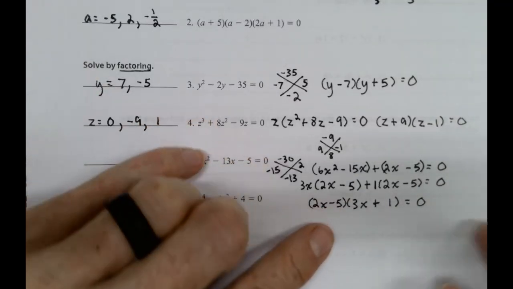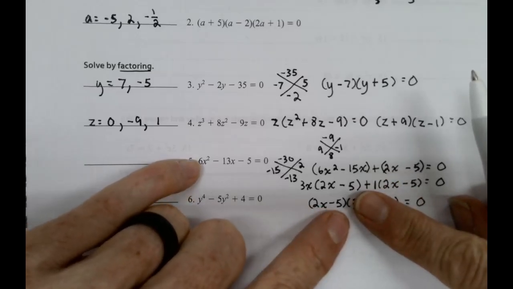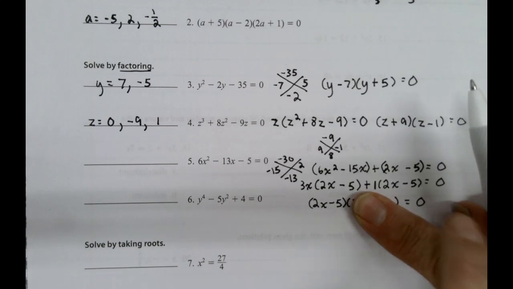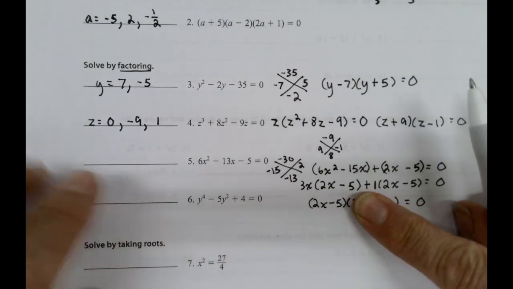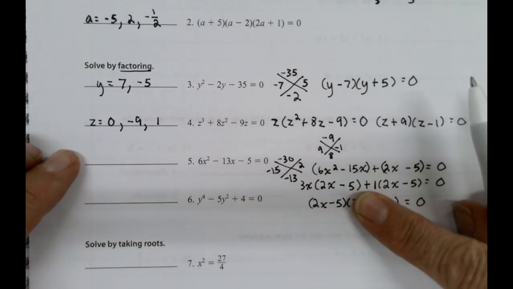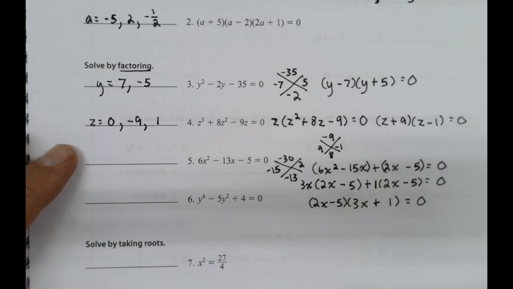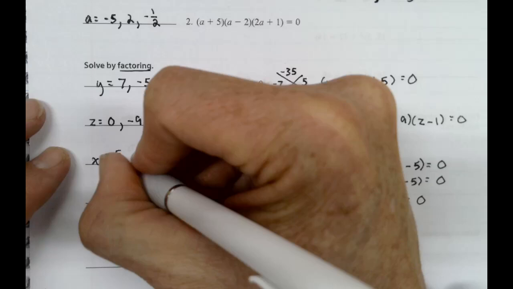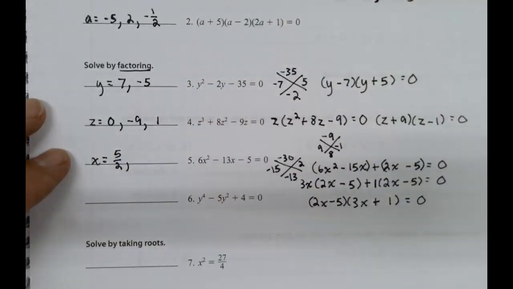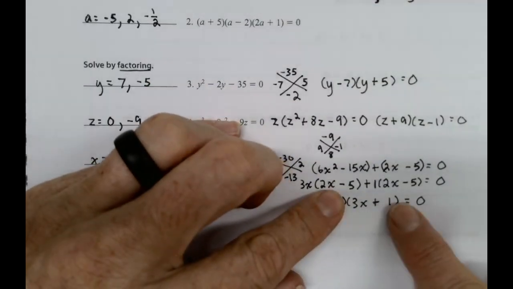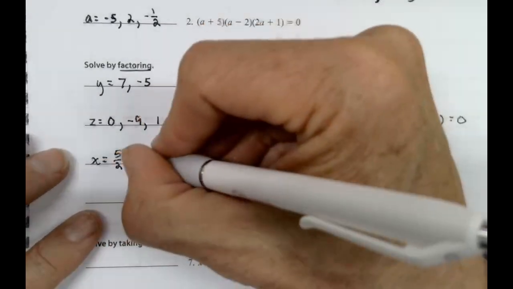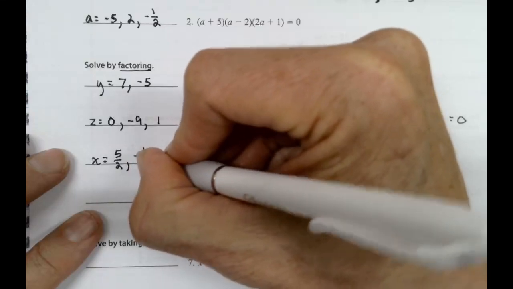And then I need to know, okay, well, when is 2x minus 5 equal to 0? If you set 2x minus 5 equals 0 and you solved it, you would get 5 over 2. Okay, so there's my first answer. I'm not going to show you that because hopefully you can do that. Okay, and then the same thing over here. 3x plus 1 equals 0. If I solve that, I would get negative 1/3. And so there's my second answer right there.